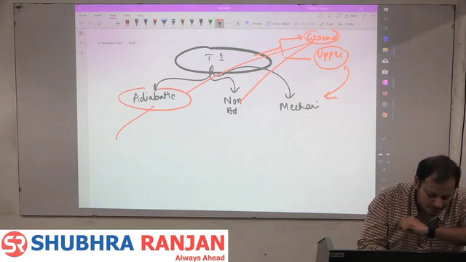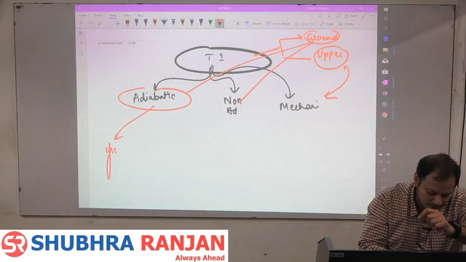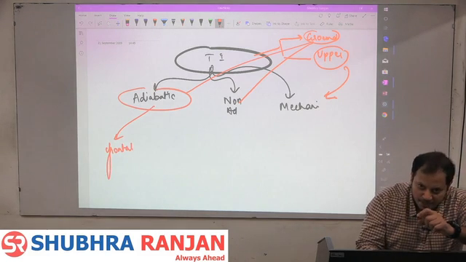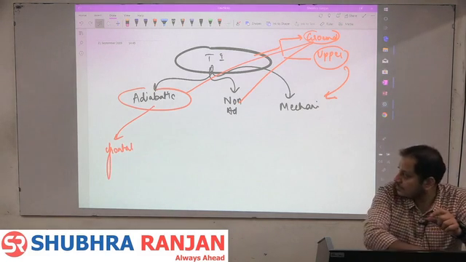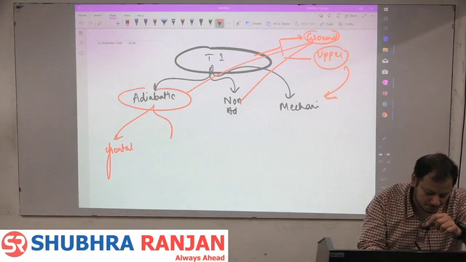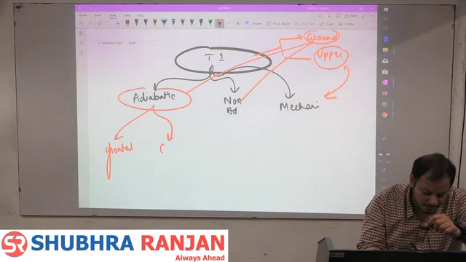Adiabatic inversion is of three types. Frontal, हमने देखा कहाँ पे, जहाँ पे there is a trade winds and westerlies. Then frontal is also known as cyclonic. Surface inversion, which is due to the ocean currents.